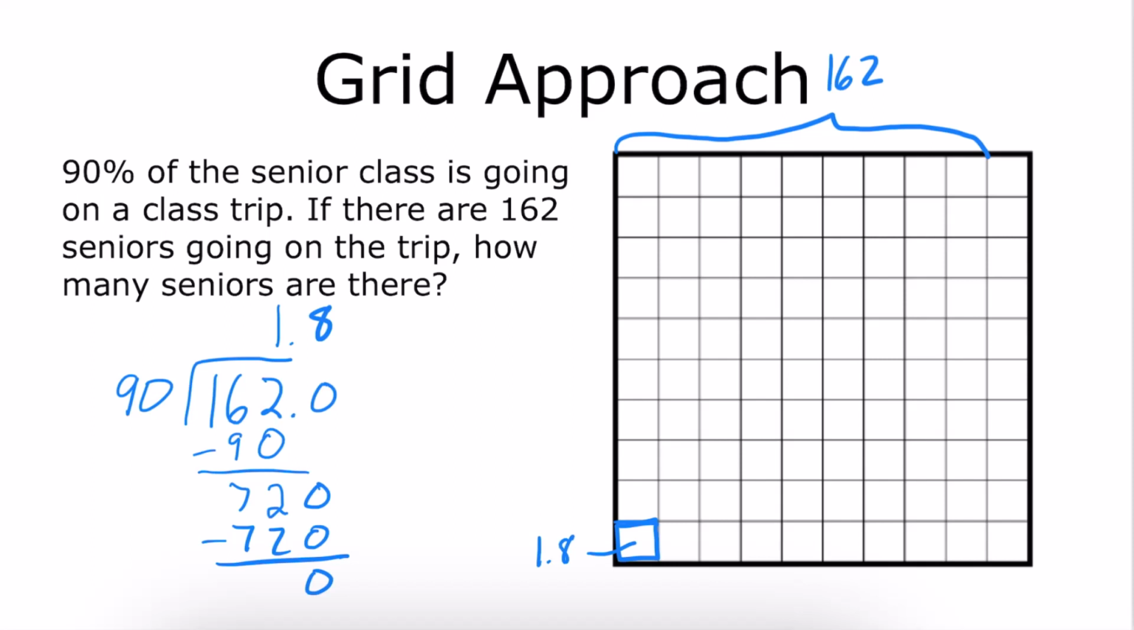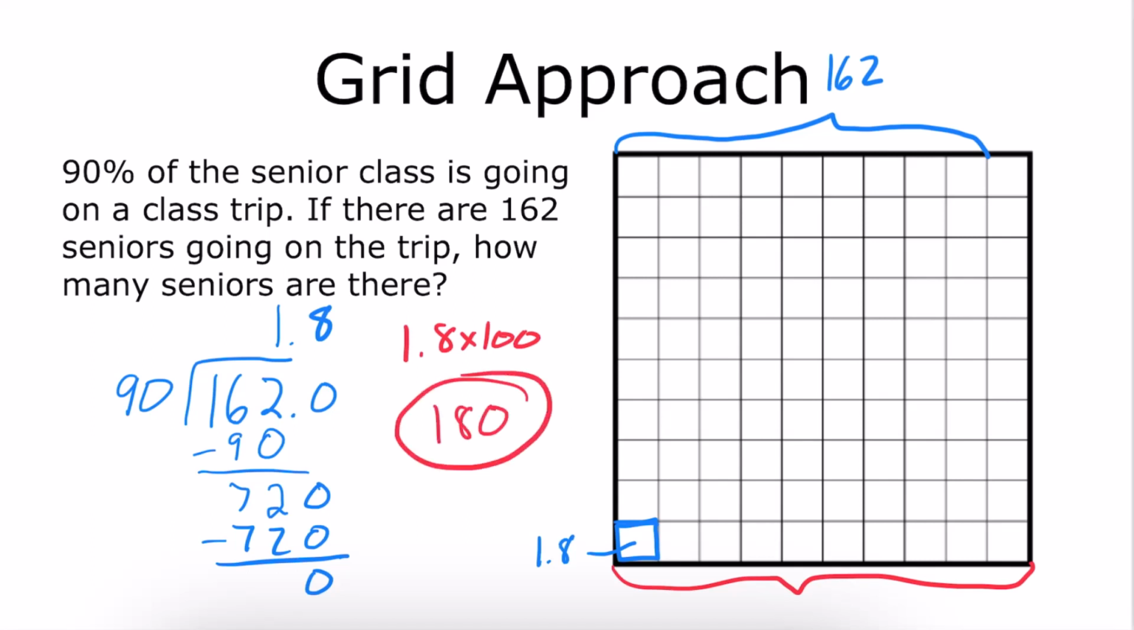And so to figure out how many seniors there are, I just need to say, okay, how much is there in the 100 squares altogether? Well, if each one of those little squares represents 1.8 seniors, then I can just do 1.8 times 100, which moves the decimal over twice. And basically, that would tell me that there's 180 seniors altogether. And if you think about the context of the problem, that makes sense because 90% of the seniors were 162 seniors. And so it makes sense that 100% of the class would be 180 seniors. So that's how the grid approach works.